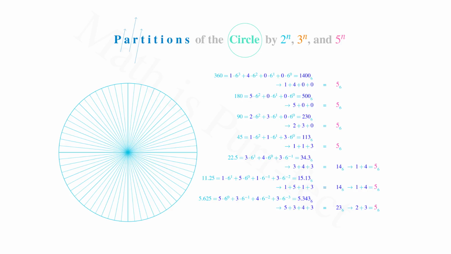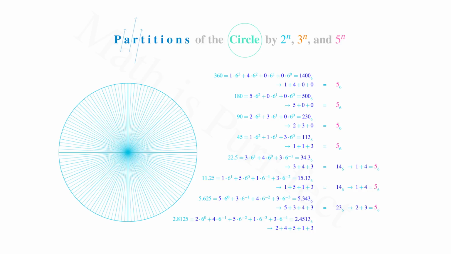Dividing the circle by 128 gives us 2.8125 degrees, or 2 times 6 to the 0, plus 4 times 6 inverse, 2/3, plus 5 times 6 to the minus 2nd, or 5/32, plus 1 times 6 to the minus 3rd, or 1/216, plus 3 times 6 to the minus 4th, or 1/432, yielding an equivalent value of 2.4513 base 6. Summing 2, 4, 5, 1, and 3 gives us twice 6 plus 3, or 23 base 6. This, of course, reduces to 5.